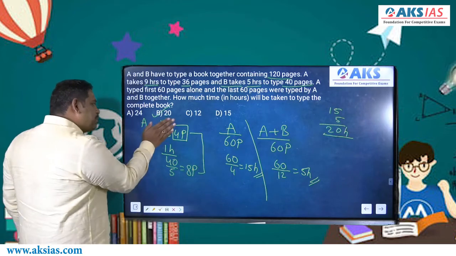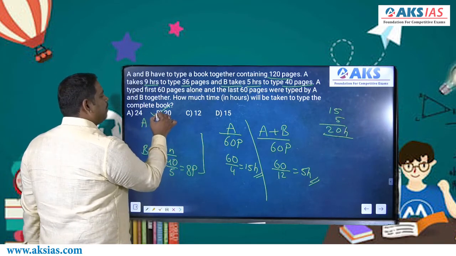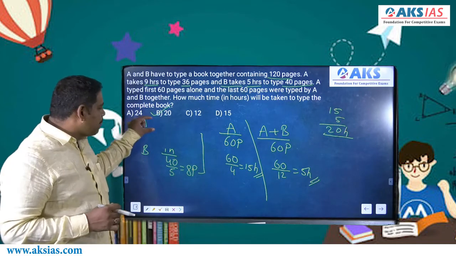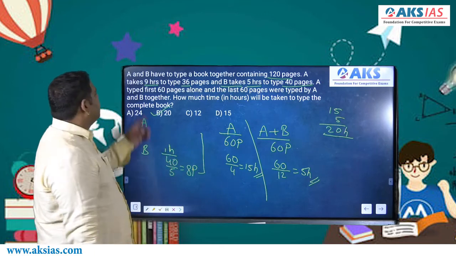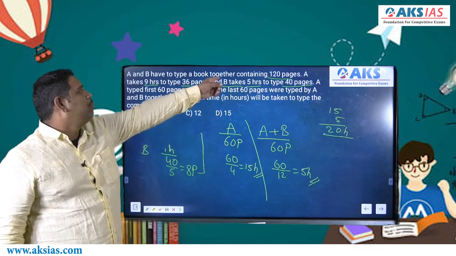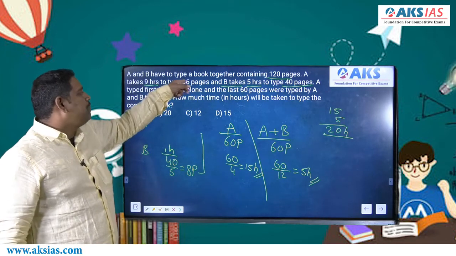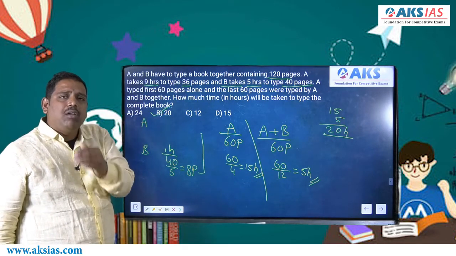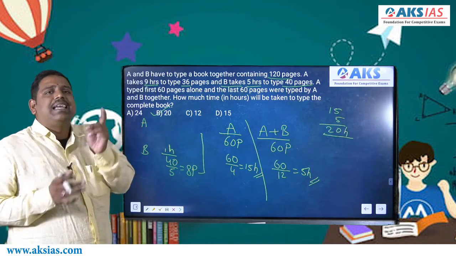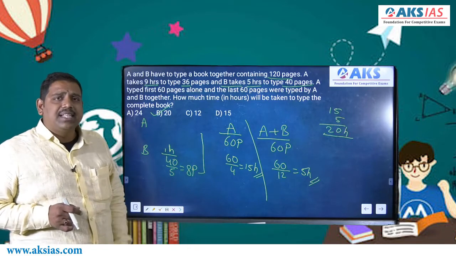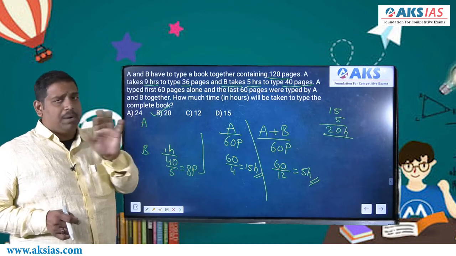So this point should come to your brain. If it comes to your brain, undoubtedly the problem is solved, or else it will be hard. So I am re-explaining that part again, because that is the most important one in this problem. A and B have to type a book together containing 120 pages. A takes 9 hours to type 36 pages. So we will always go with efficiency. Efficiency means how much work they are doing in unit time. Unit time means 1 day or 1 hour or 1 minute or even 1 second, also not a problem for us.